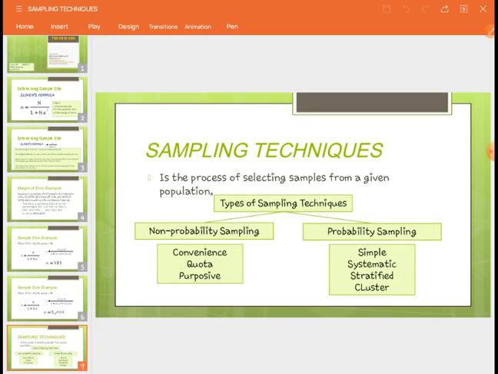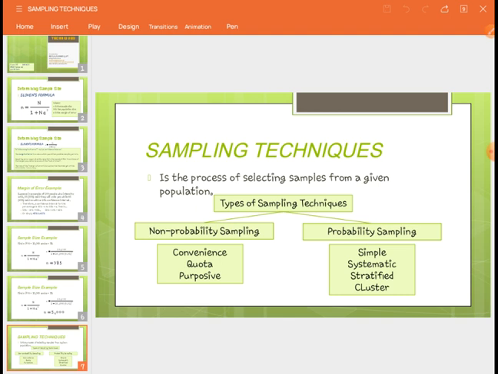Sampling techniques is the process of selecting samples from a given population. We have different types of sampling techniques. First is non-probability sampling, kagaya nung kanina, di ba? Under that is the convenience. Pag sinabi natin convenience, yung hindi ganun kahirap. Next is quota. Kasi baka may minimum ka na quota na dapat yung ma-survey mo is 50 or 100 or thousands, diba? Pero hindi ka naman talaga nag-solve ng sampling, diba? And the last is purposive. Depende kung ano ang purpose mo na gustong i-attain.